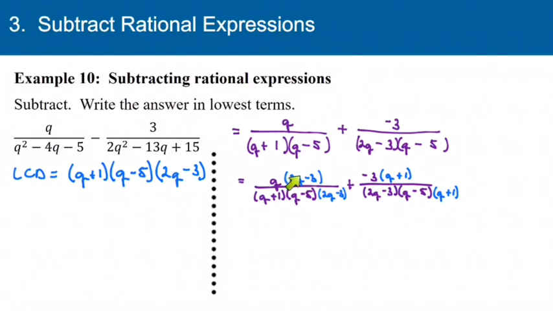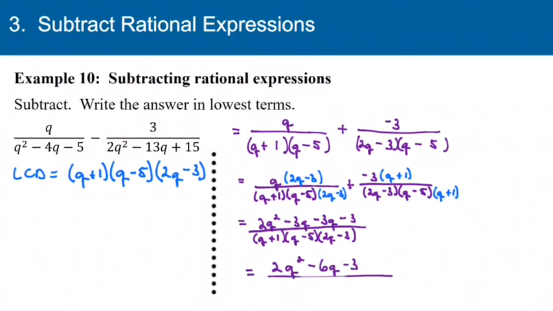So distributing in the top, q times 2q is 2q squared. Q times negative 3 is negative 3q. Distributing the negative 3 here, negative 3 times q is negative 3q. Negative 3 times 1 is negative 3. The denominator is those same 3 factors in whatever order, doesn't matter. And then let's combine like terms.